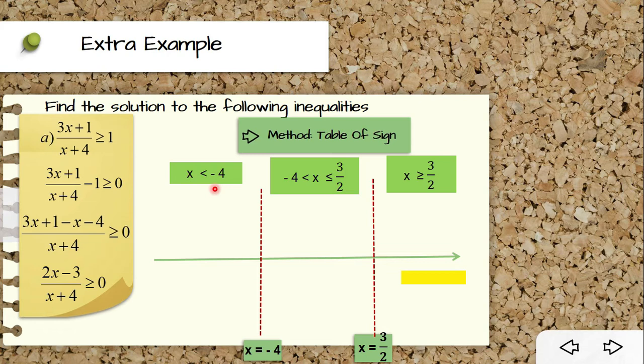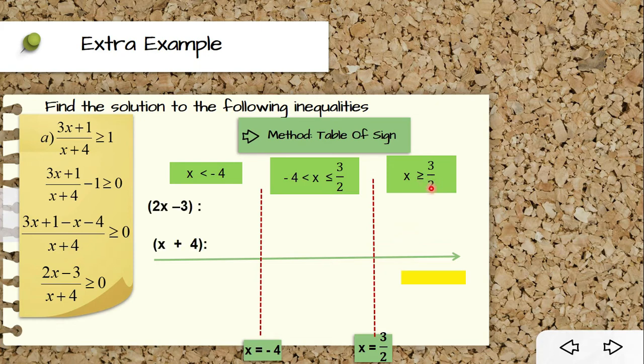Okay, we have 3 parts. On the left part, because this line is x = -4, on the left hand side of course x is less than -4. In between -4 and 3/2, x is more than -4, without equal, because the denominator cannot be 0. That's why we don't put the equal sign for the denominator, even if the question has a more than or equal or less than or equal sign. Understand? So for the middle, the interval is x more than -4, less than or equal to 3/2, and the right part is x more than or equal to 3/2.